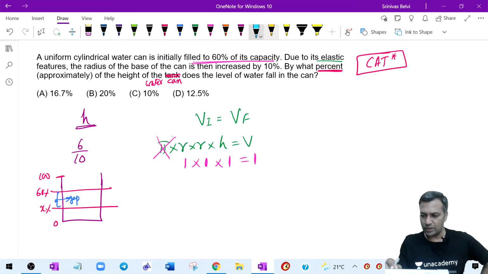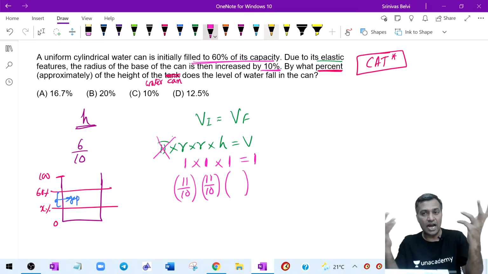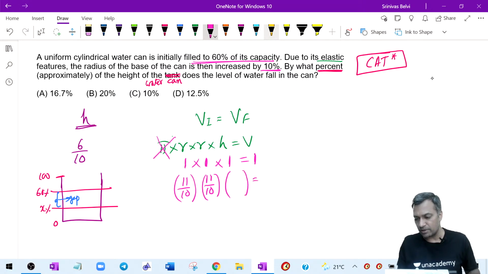Now what happened to the radius? You said the radius is increasing by 10%. Fair enough, 11 by 10. That is the first multiplier; the second multiplier is also 11 by 10. Now you have to make a suitable change to the height, because naturally the height will come down, so that the output remains 1. What should I write therefore? 11 into 11, 121, in the denominator, so that these 11s get cancelled. What should sit in the numerator? 100.